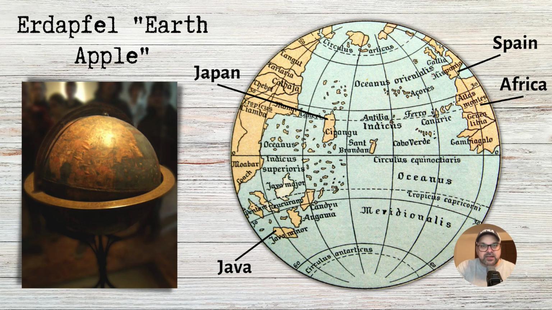So again, the photo on the left is the actual Erdapfel globe, right? And the map on the right is kind of that modern representation of the side of the globe, which was just one large ocean, the ocean sea, if you will. So that's where the Americas should be. But nobody knew about it because nobody had seen it before. So the assumption was that if you just sailed around, you would get to the other side.